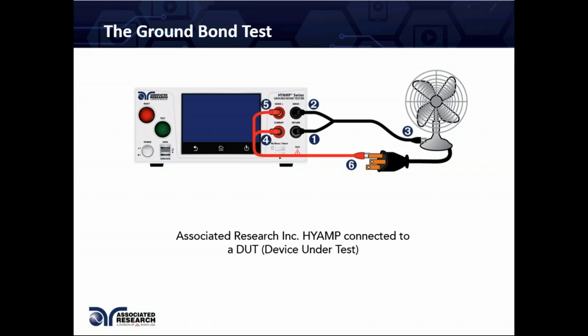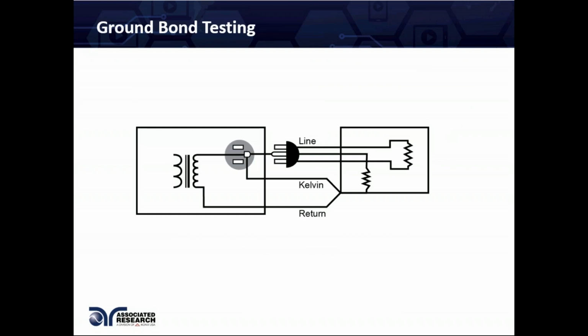So keeping this picture in mind, let's look at what really goes on inside. Here you can think of the same picture, but now we're looking at the schematic. On the left side, we have our ground bond tester. On the right side, we have our product under test with a line cord that plugs into the ground bond tester. Usually, ground bond testers come with an adapter box or a receptacle box to allow for a safe connection of the device under test to the ground bond tester.